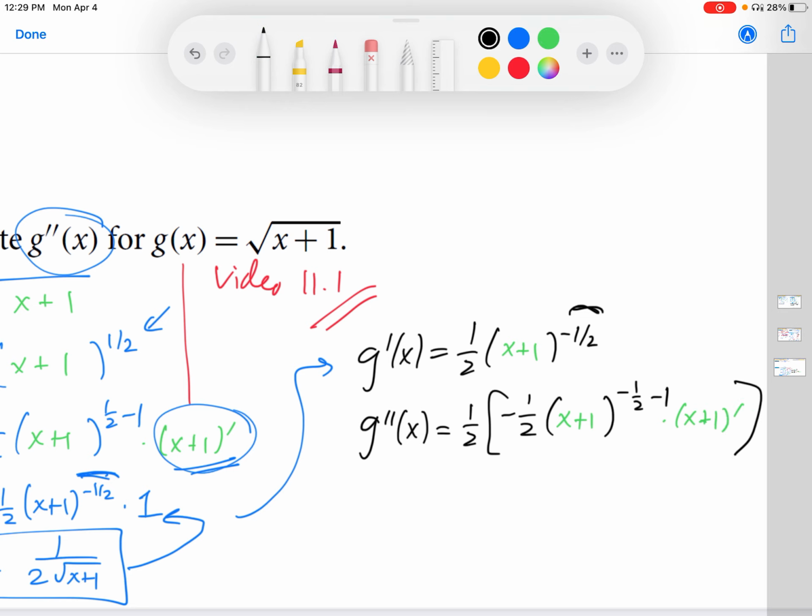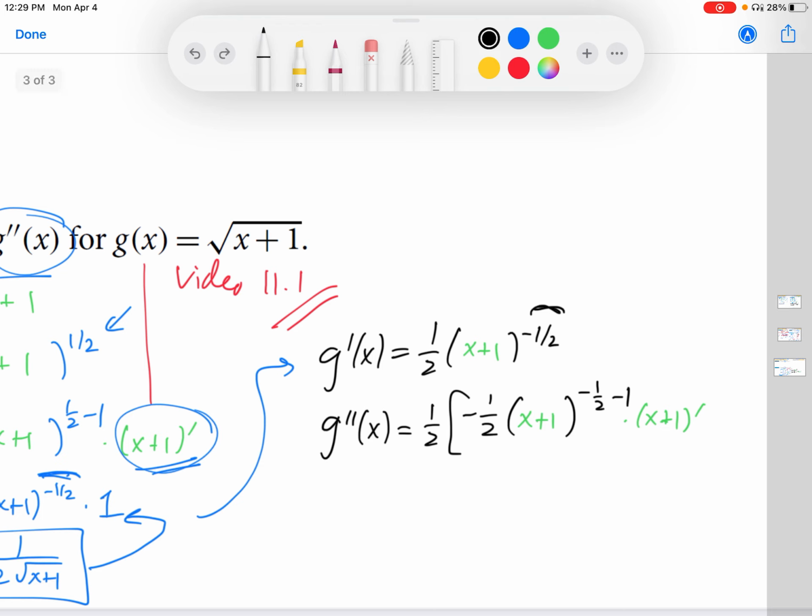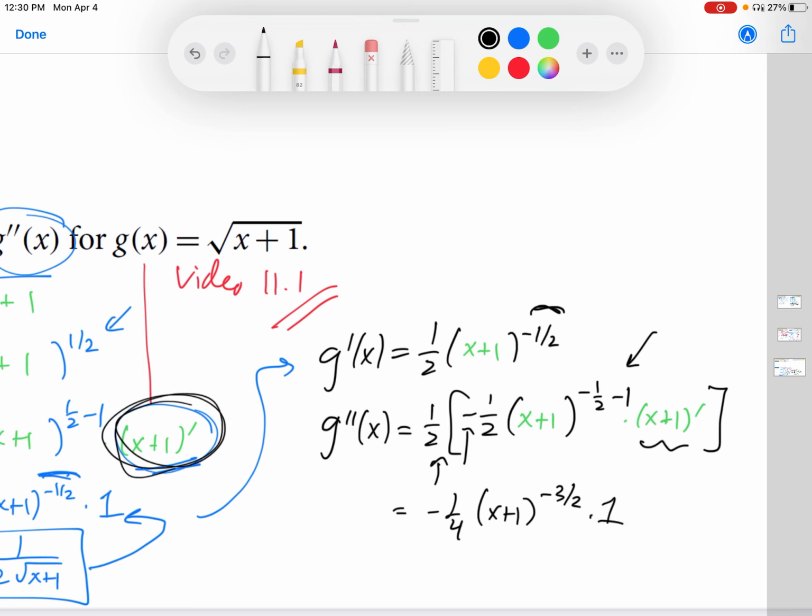So you can see what I've done here: I'm putting brackets because I want to keep the 1/2 outside. This is effectively the constant multiple rule, which we talked about in video 10.1. So now let me just do some simplification. I get minus 1/2 times 1/2, that gives me minus 1/4. x plus 1 to the minus 1/2 minus 1, that's minus 3/2. And then the derivative of x plus 1, same as it was over here, that's just 1.